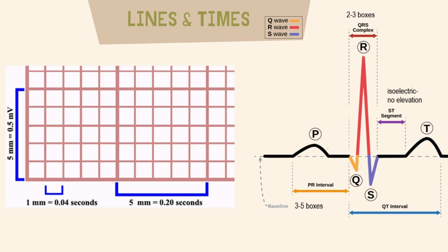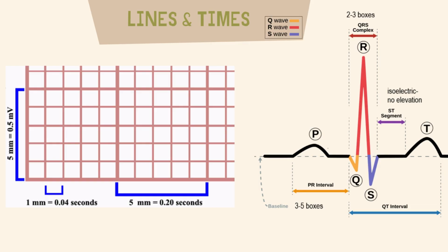Each small horizontal box is 0.4 seconds. Each big box of small boxes is 0.2 seconds. Vertically, each box is 0.1 millivolts. So when we measure intervals like PR, QRS, QT, we're actually counting how many small boxes something takes up horizontally, and that gives it to us in seconds.